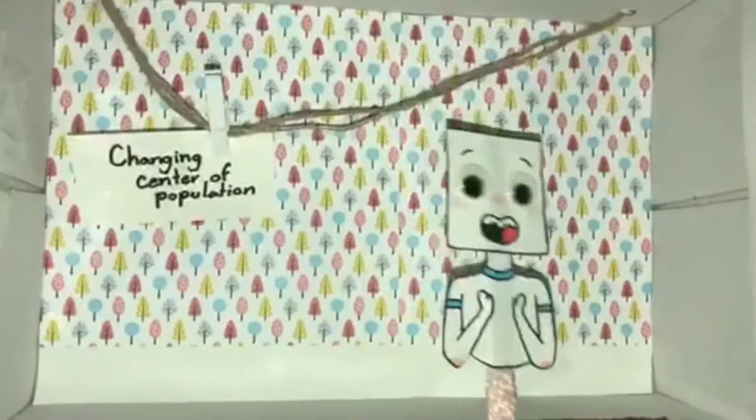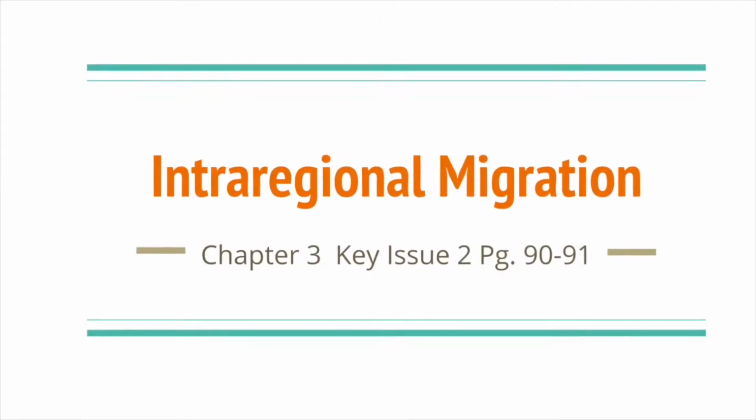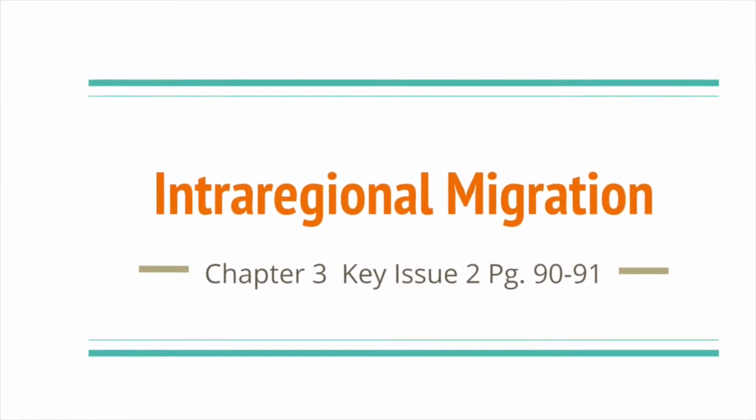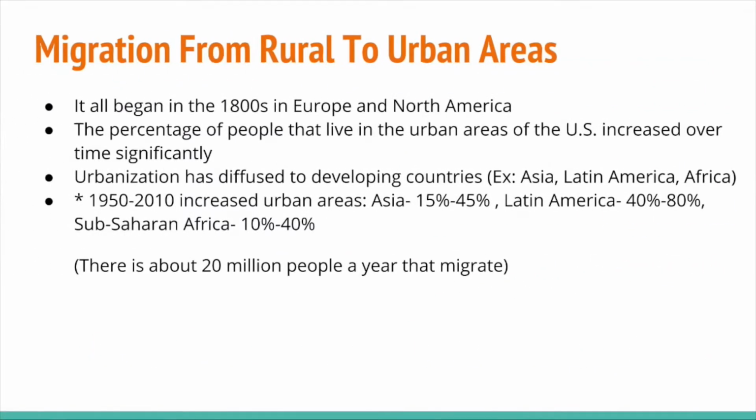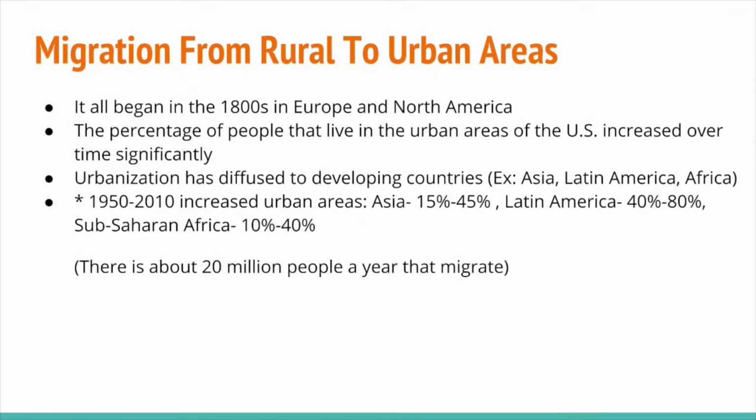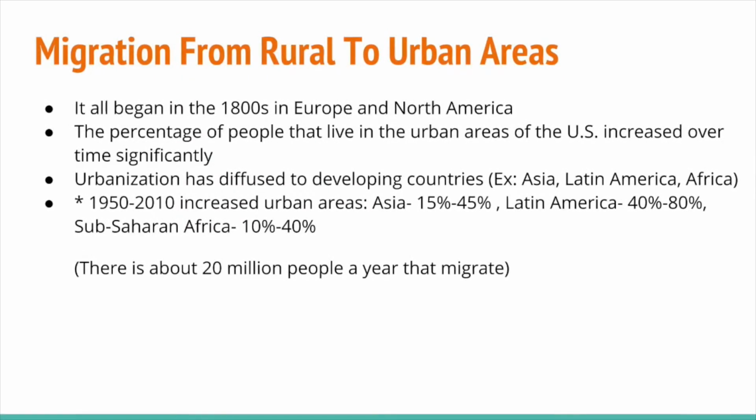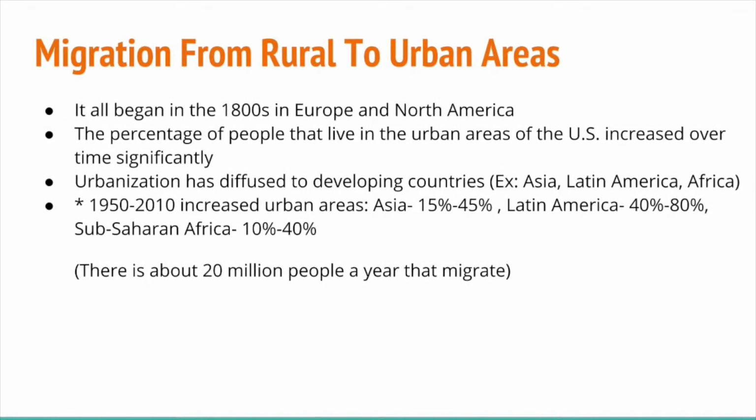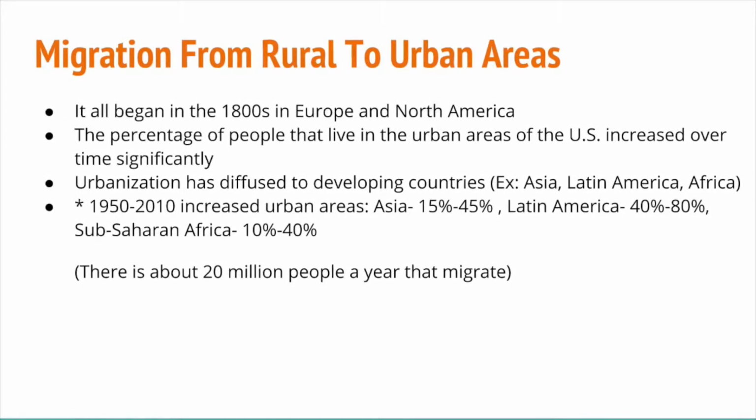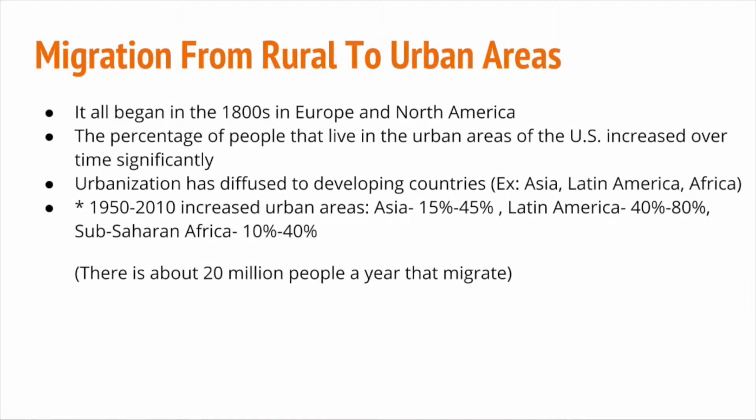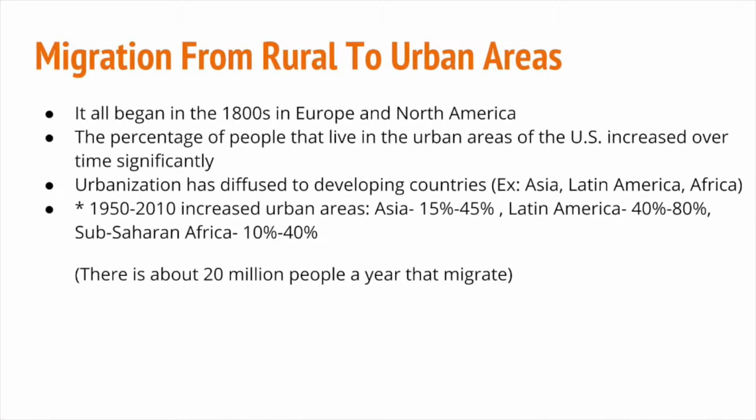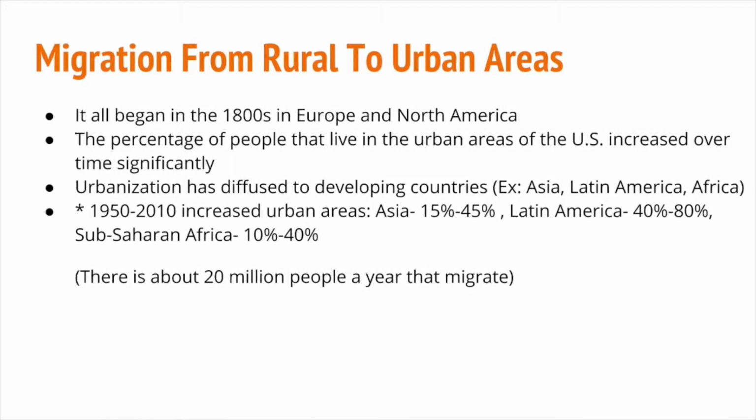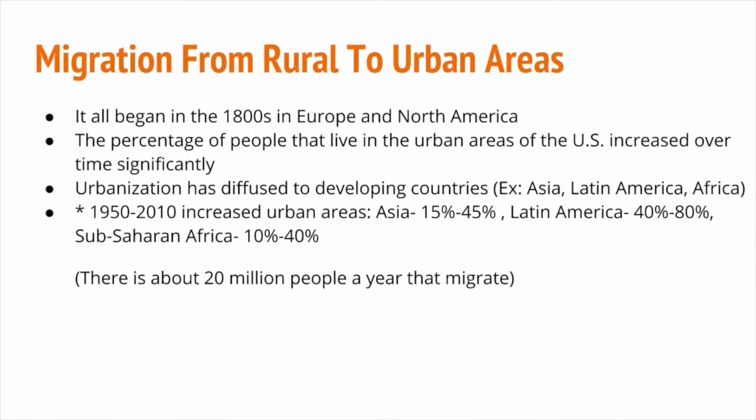Now, to move on to intraregional migration. Intraregional migration is the permanent movement within one region of the country. It was in the 1800s when people started to migrate from rural to urban areas. It all started in Europe and North America as it was a part of the Industrial Revolution. The percentage of people living in urban areas increased in the U.S. In 1800, it was 5%. Then there was a 50% increase in the 1920s, and in 2010 there was an 80% increase.